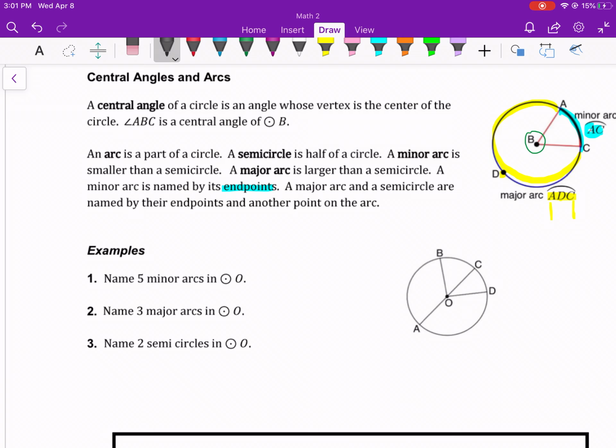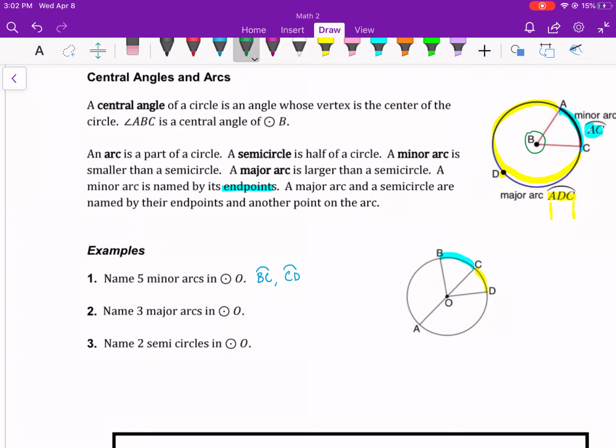Okay, so for our first examples, let's name 5 minor arcs in circle O over here. Remember, minor arcs have to be smaller than a semicircle, so smaller than half the circle. I've got one right here, BC. Because it's a minor arc, we just need the 2 endpoints, so we've got BC with a little arc symbol. We've got CD right here, so I'll do CD with the arc symbol.